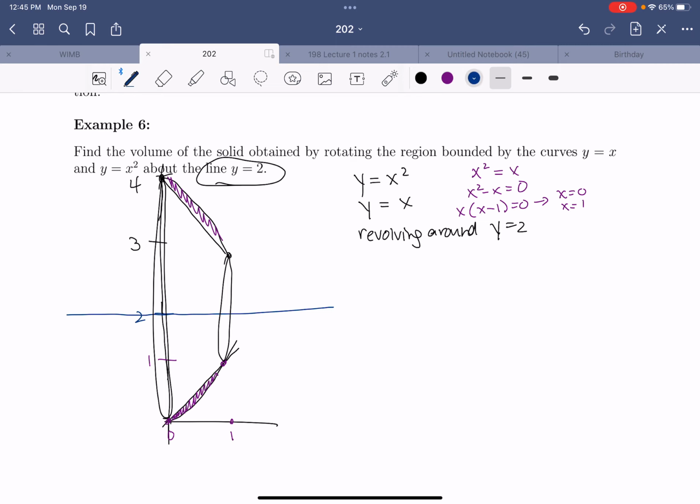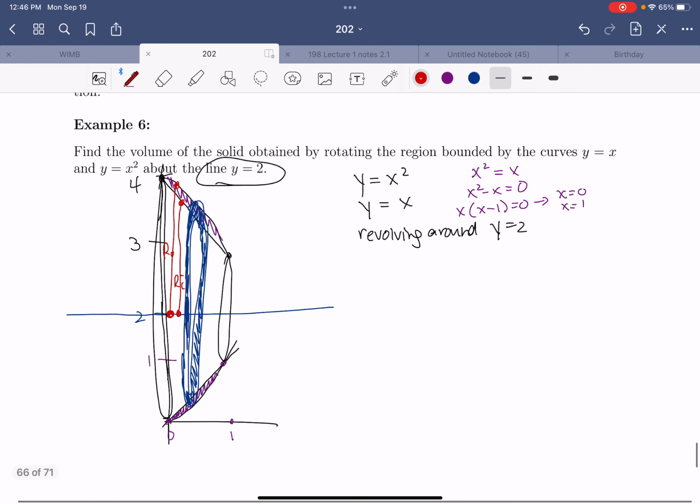Okay, and what happens is that our cross-sectional washer here is going to be something like this. So it's a very thin washer because it's a very thin area. Now, the key thing here is that we need the radius. And the radius is going to go from my line, y equals 2, up to the outer curve. So that's my r outer. And then from 2 to my inner curve, that's my r inner, okay?